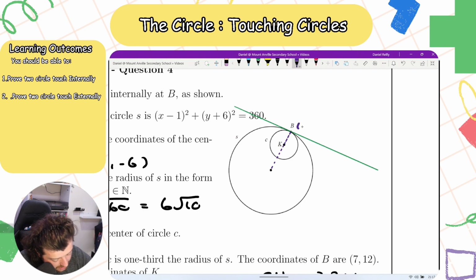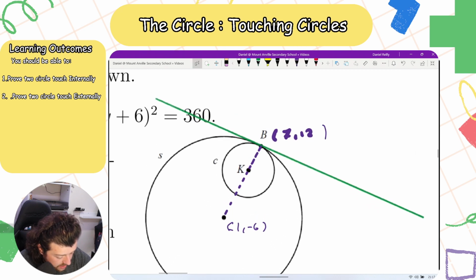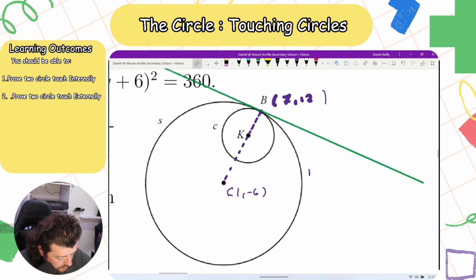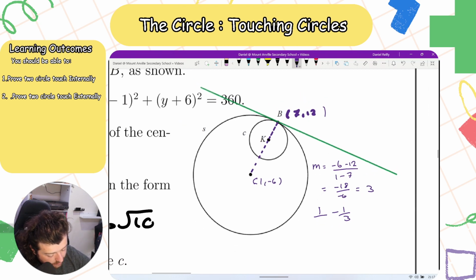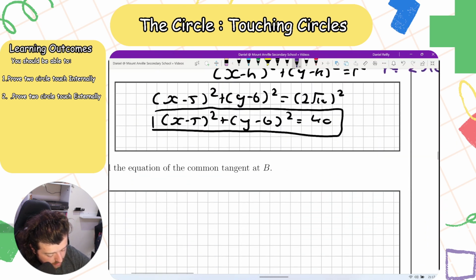So I know B is (7, 12), and this center is (1, minus 6). So what's my slope here? My slope is going to be equal to (minus 6 minus 12) all over (1 minus 7), which is minus 18 all over minus 6, which is equal to positive 3. So the slope of my perpendicular line is minus 1/3. So now I have my slope and I have my point. My point is (7, 12) and my slope is minus 1/3.